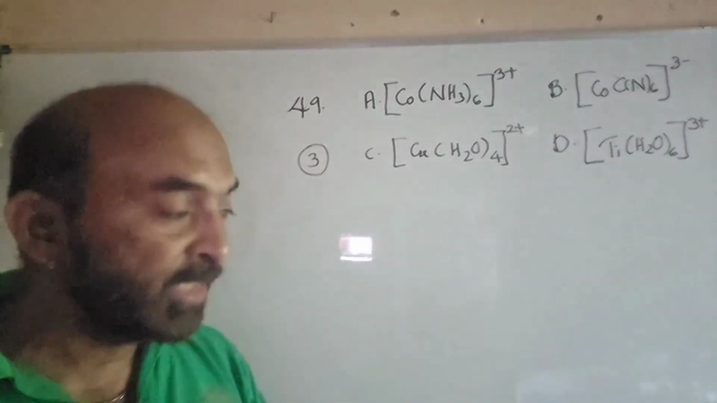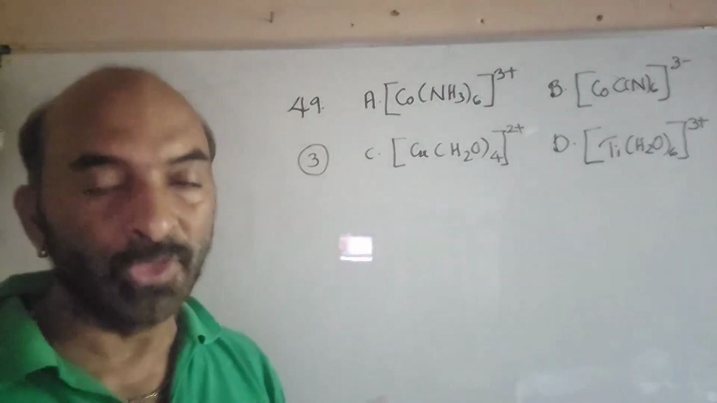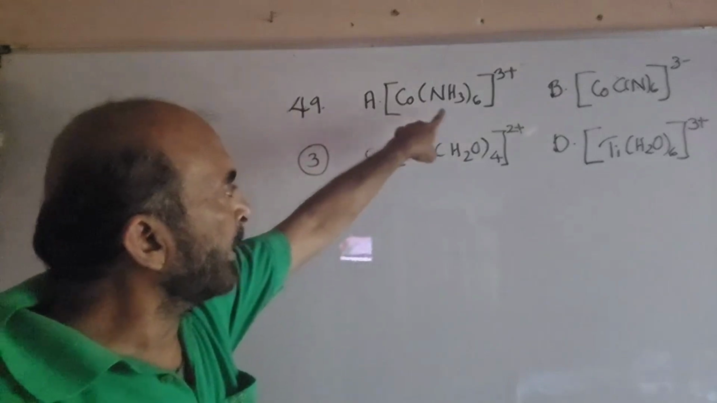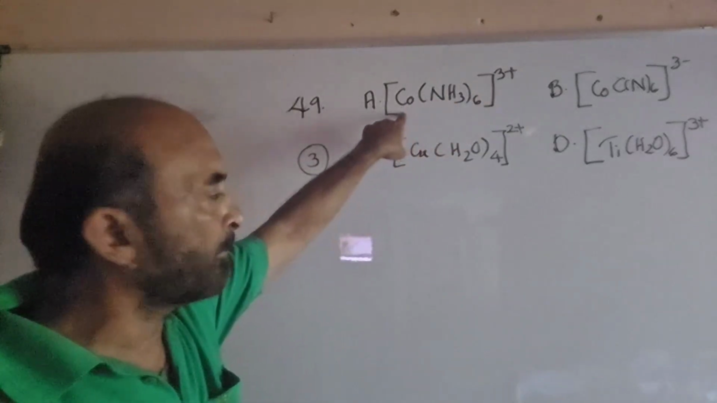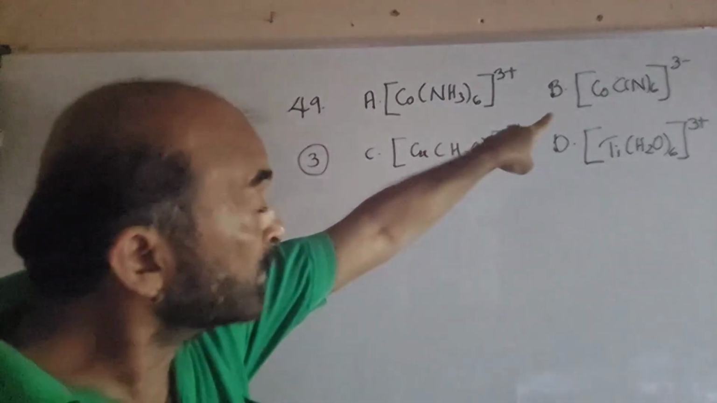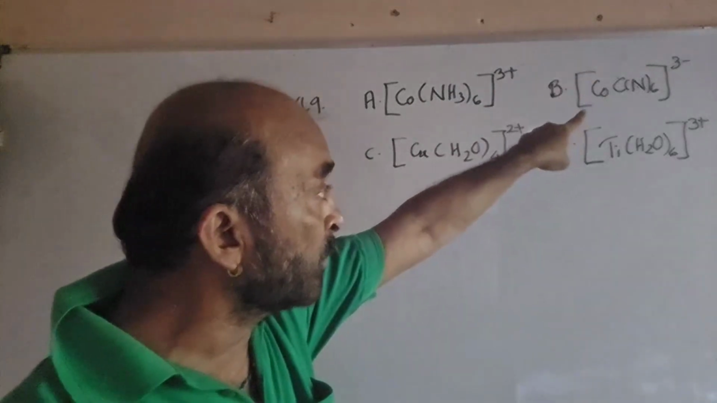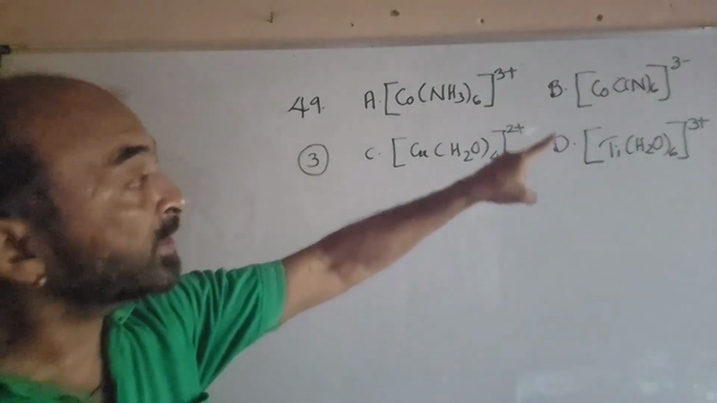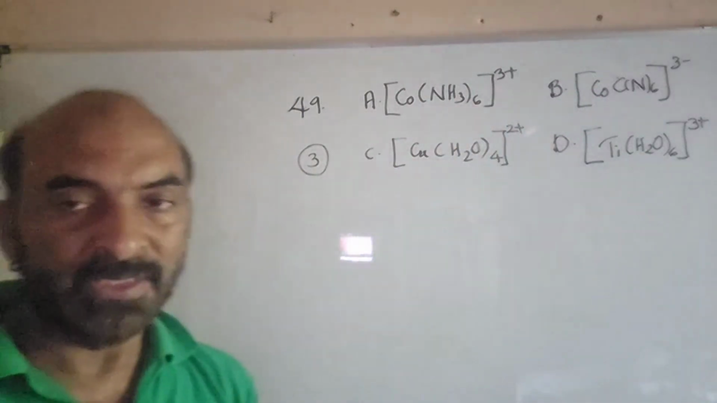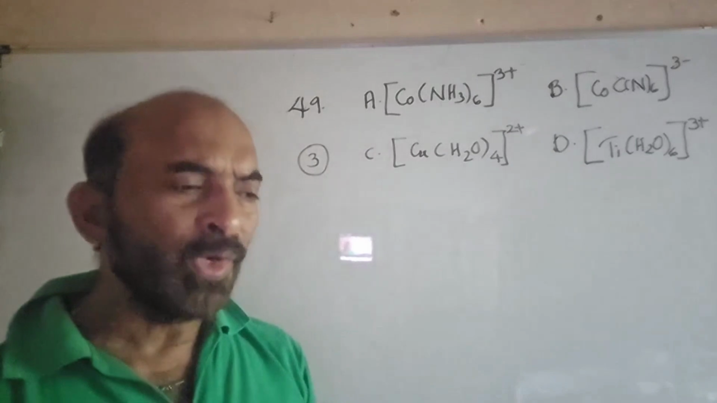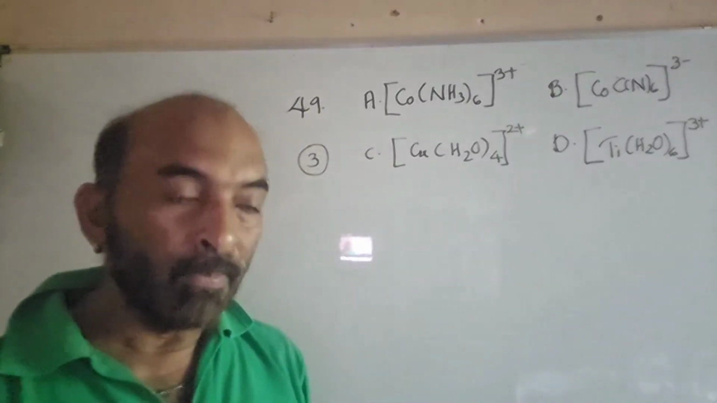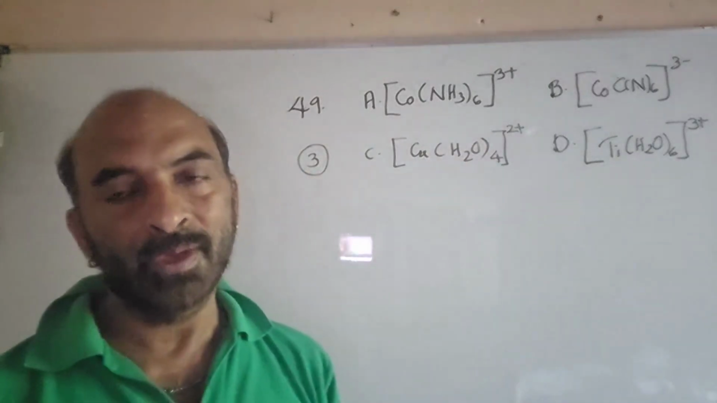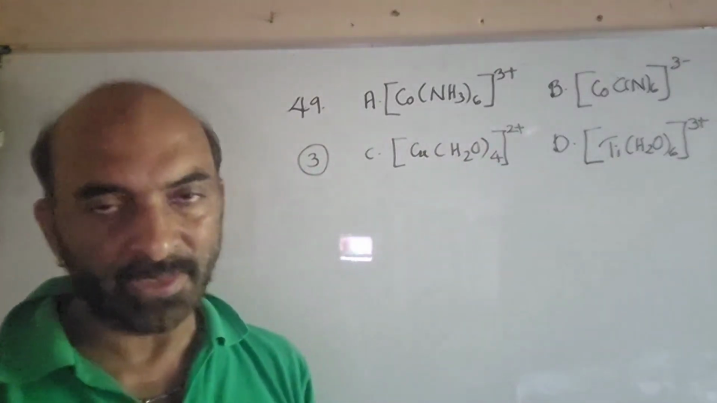Now among these three octahedral complexes, how to distinguish? See, here in Co(NH3)6 3+ the charge of the cobalt ion is plus 3. In Co(CN)6 3- also the cobalt is plus 3. In Ti(H2O)6 3+ also the charge is 3 plus. As a rule, greater the charge on the central ion, higher will be the frequency absorbed. But here all three have the same charge on the central ion.